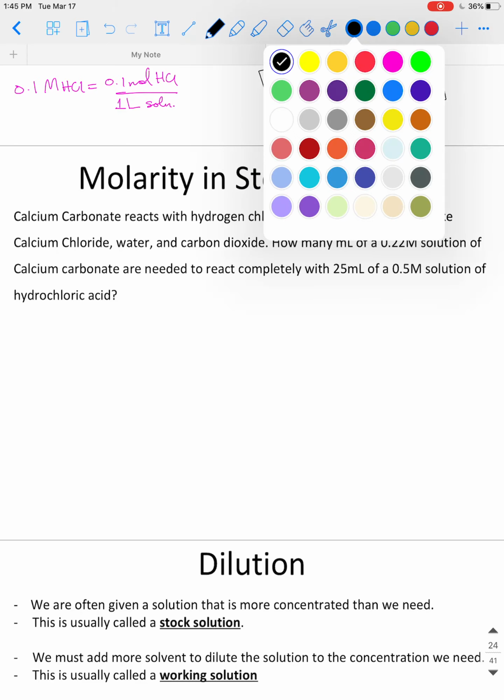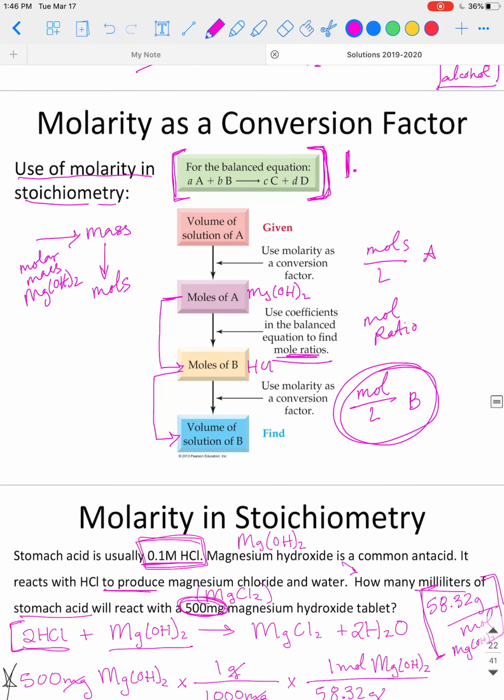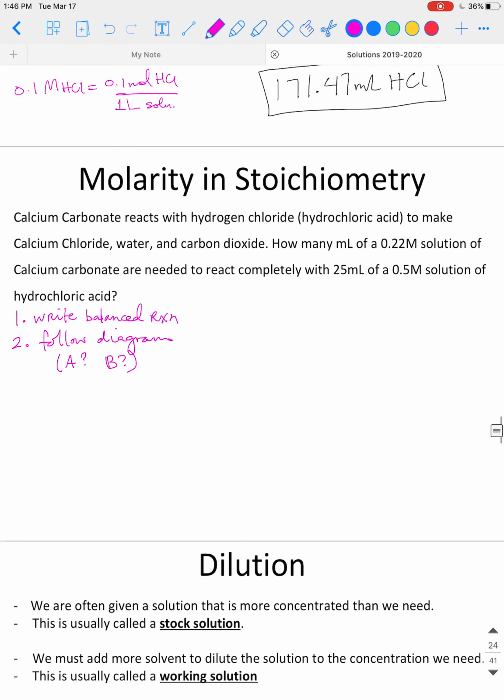So the first thing we're going to do, step one, is write the balanced reaction. Step two is follow the diagram. Maybe we need to identify what is substance A and what is substance B, because if you go up to this diagram, we have a solution A and a solution B. So identify those, but we're going to follow that diagram pretty closely on this problem.